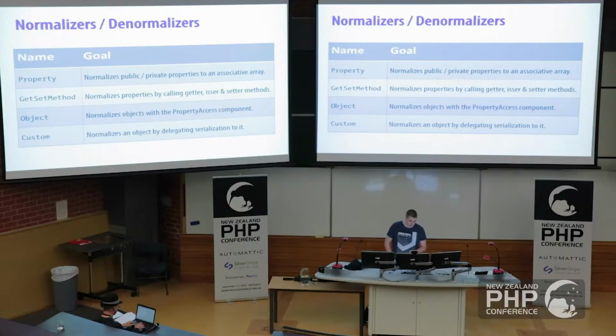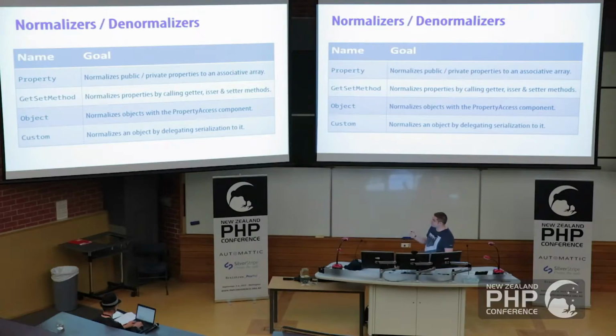The first one, called property normalizer, uses reflection to introspect the state of your object. It reads the private, protected, and public properties of your object to create an array representing the state of your object. There's another one called object normalizer, which is almost the same as the property normalizer, except that it uses the Symfony property access component to read the internal state of your object. This is the one used by default in the Symfony framework.